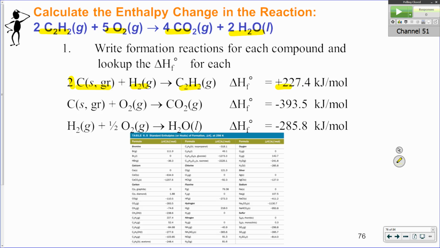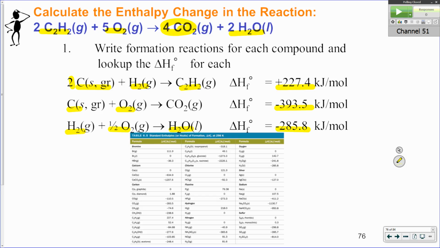I look up in the table, and it's a positive 277.4. If I look at making the CO2, the energy involved with making that molecule, we've already done this one, carbon plus the O2, and its value was a minus 393.5. And we've done the water as well already, H2 plus 1/2 O2 yields a water. Its value was negative 285.5.